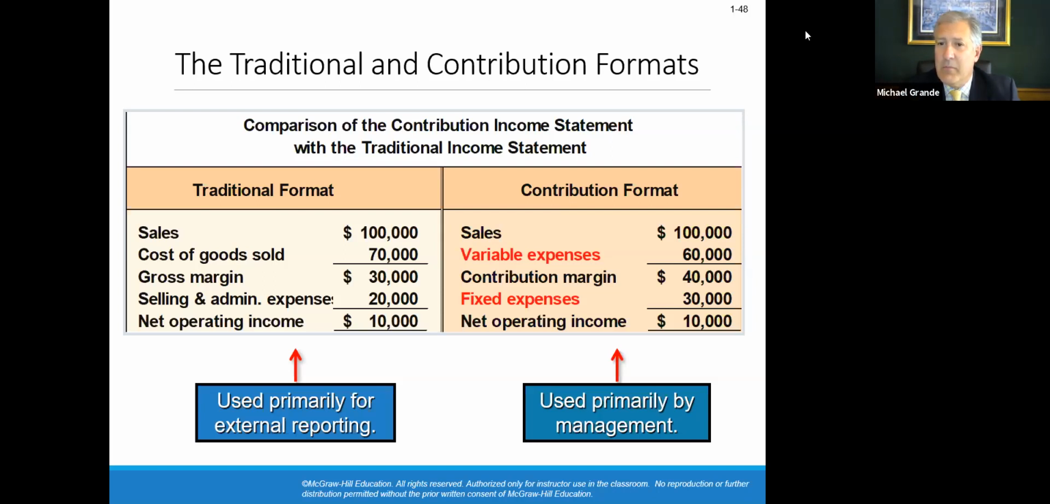Sales revenue minus variable expenses equals contribution margin. Contribution margin is that margin which you have to offset fixed costs, equals net operating income. The contribution format income statement is a tool that we're going to use to make decisions on how to improve the profitability of our company. And we're going to see more of that in chapter 5, and then later on when we get to cost, volume, profit.